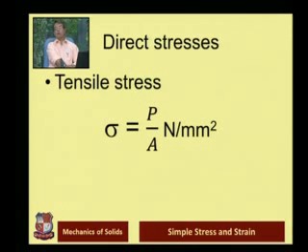To find out the tensile stress, the equation which we will be using is sigma, that is stress, is equal to P by A Newton per mm square or kilonewton per mm square, depending upon the magnitude of external force applied.